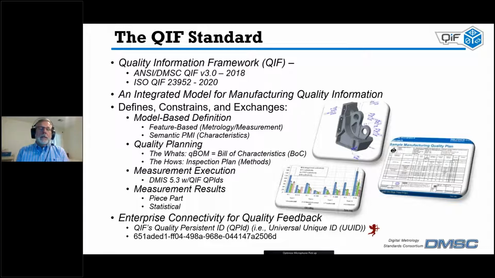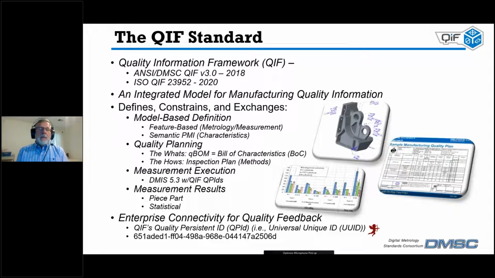We acknowledge that the measurement execution is through our DMSC 5.3, which adds some QIF enablers, such as the CUPIDs that I'll talk about later. And then, of course, many of us know that QIF can have measurement results for individual piece parts, and then we can have a statistical view of that as well.